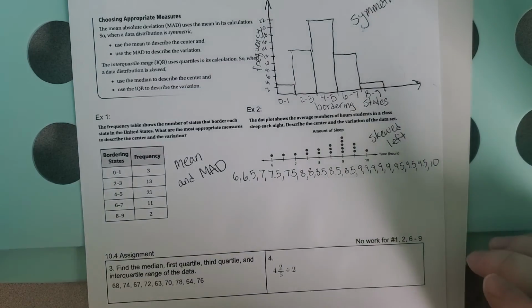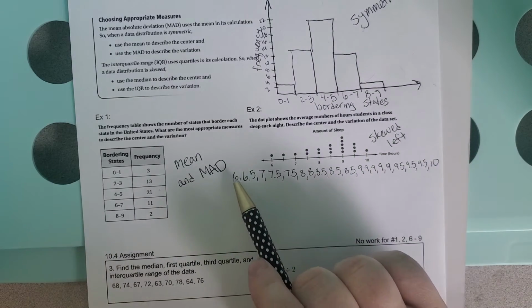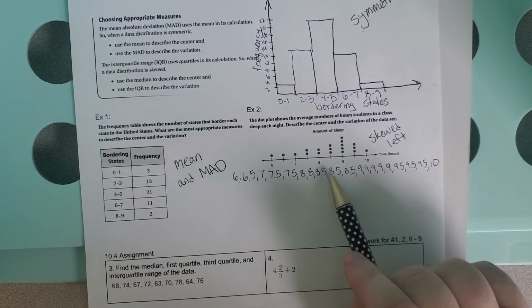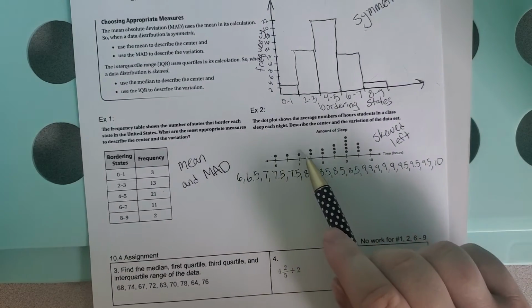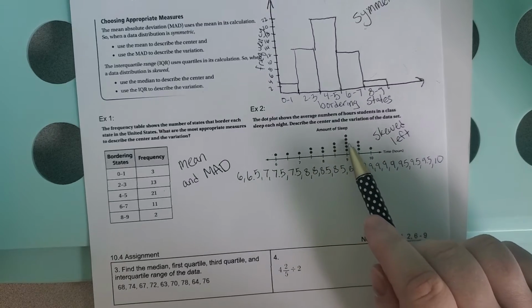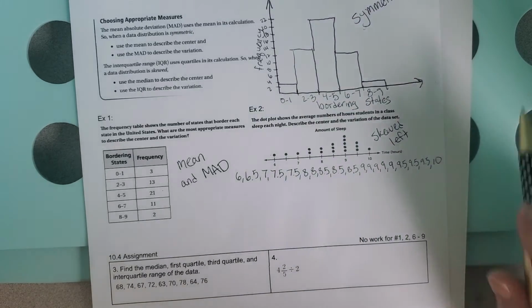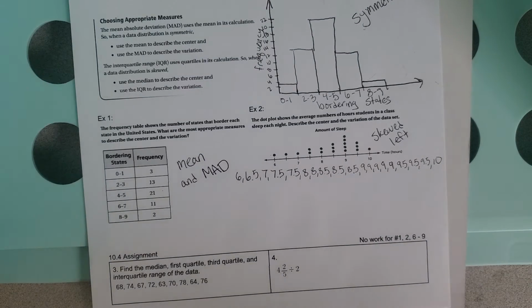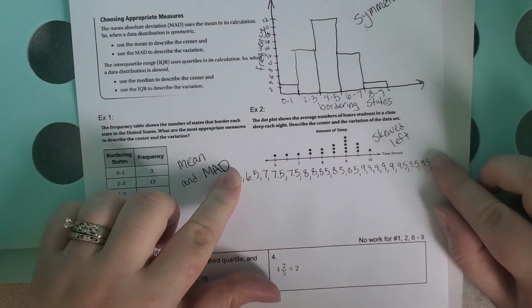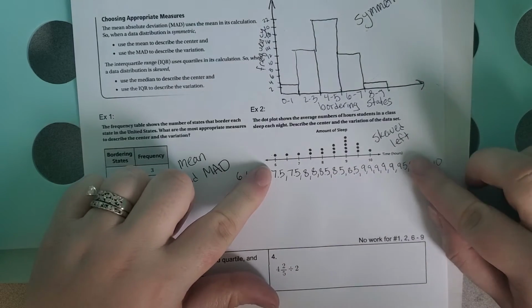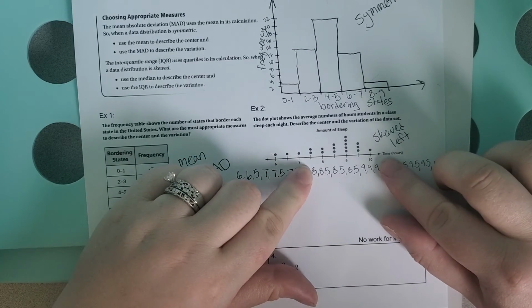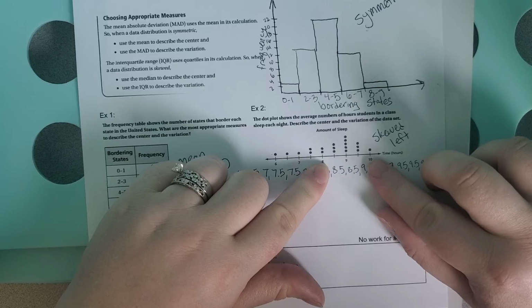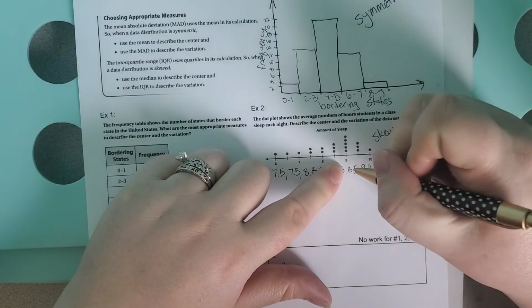Since the best measure of center for this is the median, I need to find the middle number. So I'm going to count and see how many I have. 1, 2, 3, 4, 5, 6, 7, 8, 9, 10, 11, 12, 13, 14, 15, 16, 17, 18, 19. Since my data is odd, there will be one exact middle number. So I'll start from the outside and work my way in one at a time, being very careful. It looks like our median is 8.5.